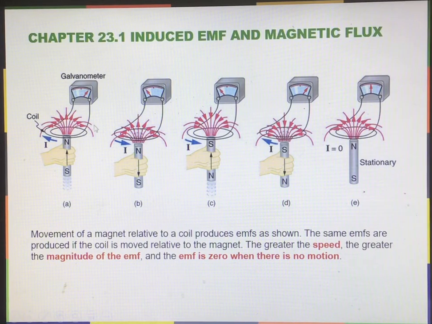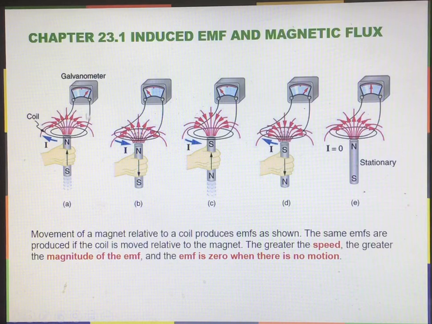So let's look at these 5 pictures right here. In each of these pictures, you can see that there is a bar magnet that has a north and a south, and then we have a coil that is connected to a galvanometer. Now the galvanometer can deflect to the right or to the left, depending on the direction of current, or the galvanometer will just stay stationary. It doesn't deflect if there is no current.